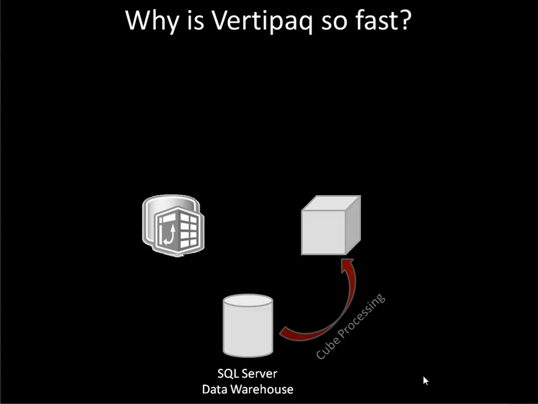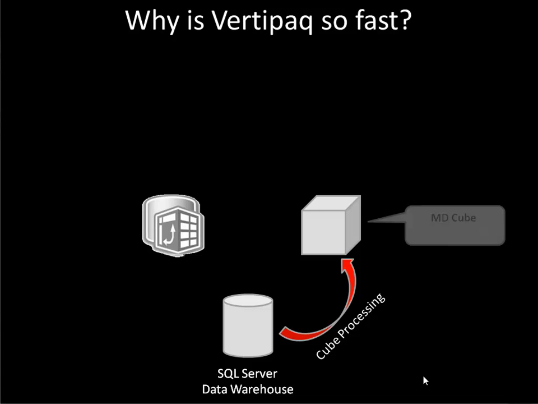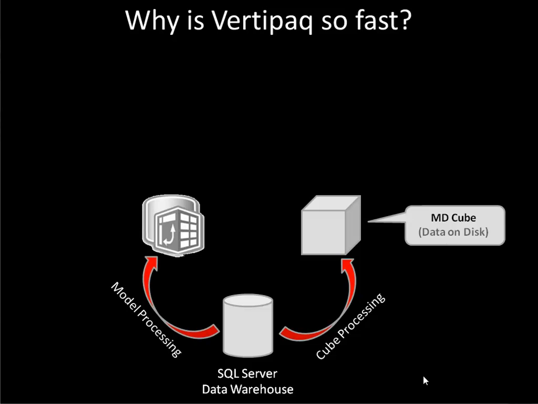So when we process these models, we're reading data into them. Traditionally on a multidimensional cube, we read data from the data warehouse and put it into a multidimensional cube and store it on disk in that cube. On the tabular side, we read that data out and store it in RAM. So you're starting to get an idea of why this is so fast, because we're not reading our cube data from disk anymore. We're reading that data into RAM and just querying it right from memory.